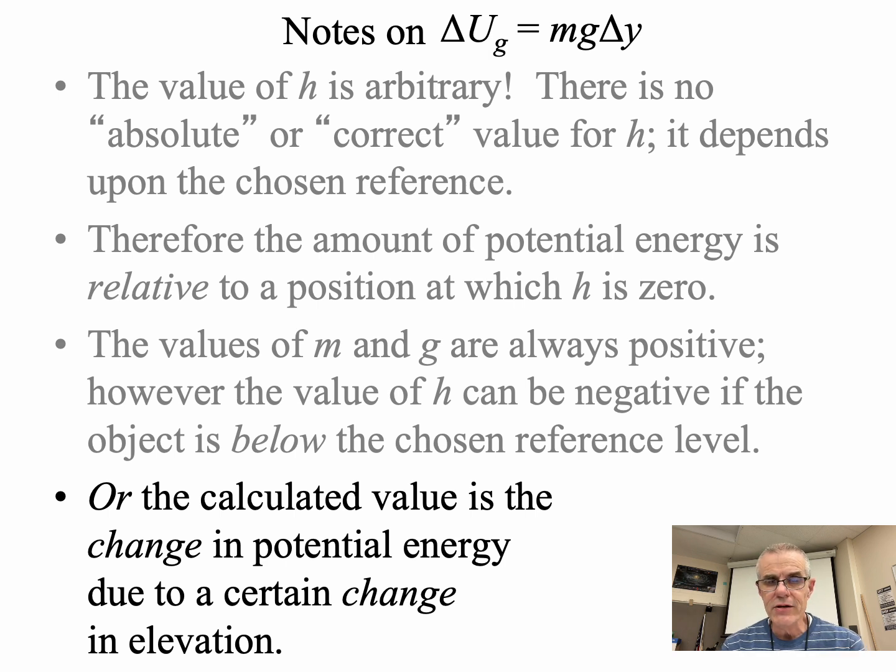When we do that calculation, really what we're finding is the difference in energy between one location and the other. So delta y would be like a change in elevation. And if you have a change in elevation, you have a change in potential energy. If you go from the floor to the top of the table, your elevation changed by a positive 0.6 meters. And that means your potential energy increased by the amount that we calculated, 29 joules.